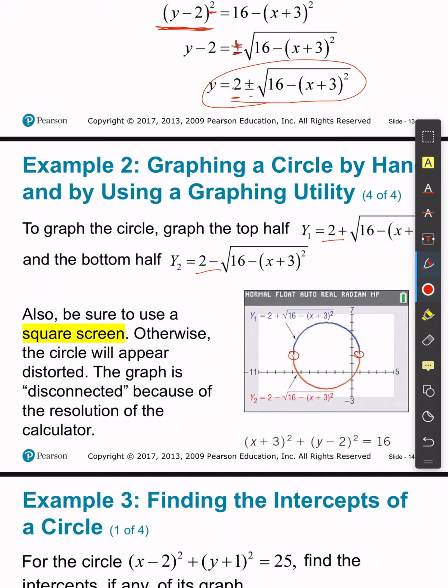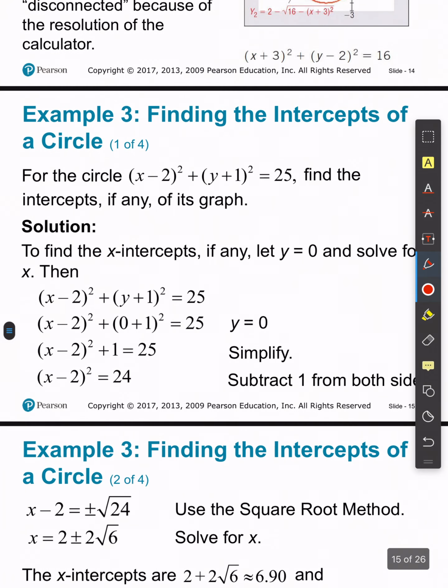There'll be this really weird hole here. Make sure of a couple of things when you go to do this, and we'll do some of this in class: make sure you're using the square screen feature. So in your view, use the square view. And just notice that there are always going to be these disconnected points because of the pixelation of the calculator. All right, so we're going to keep cruising here.